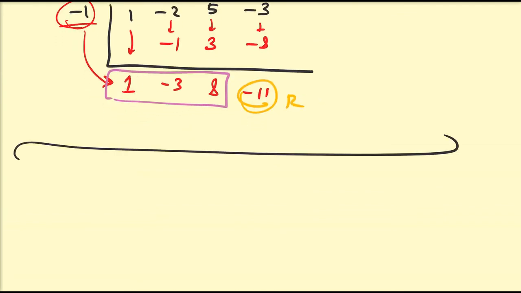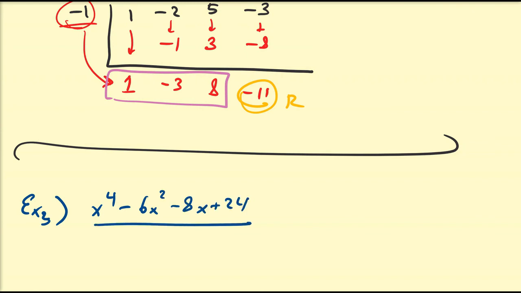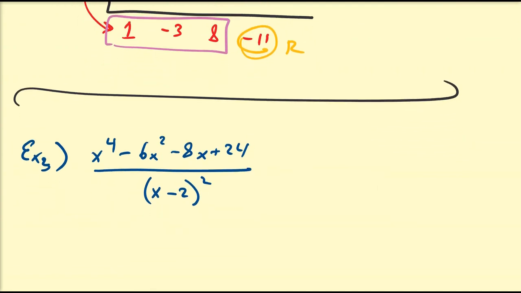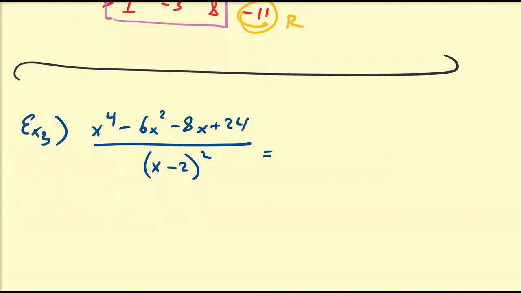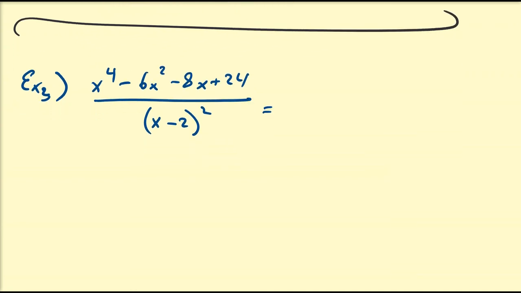Alright, so let's work out another example. Let's assume we have x to the fourth minus 6x squared minus 8x plus 24. Now let's assume we want to divide this by x minus 2, the quantity squared. Now let's see what this is equal to. That means we're going to divide x minus 2 into this 2 times. So we're going to divide it into it once, get a quotient polynomial, then we're going to divide x minus 2 into that again and see what happens.